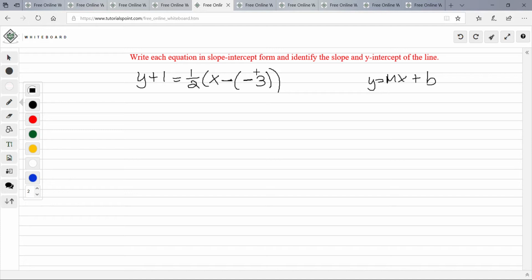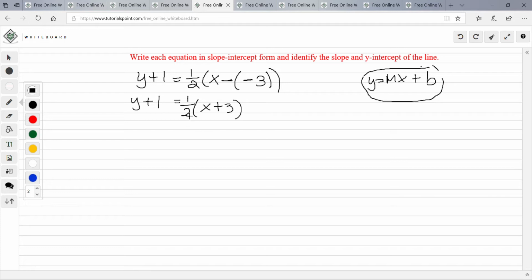Yeah, that slope-intercept form, our goal is to put it in this form, y equals mx plus b. So what I'm going to do is simplify the right side. This is going to be 1/2, two negatives, so x minus a negative 3 is going to be positive, so it's going to be x plus 3. And then just bring the left.